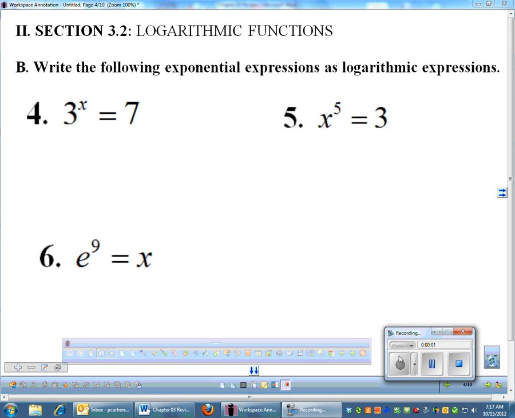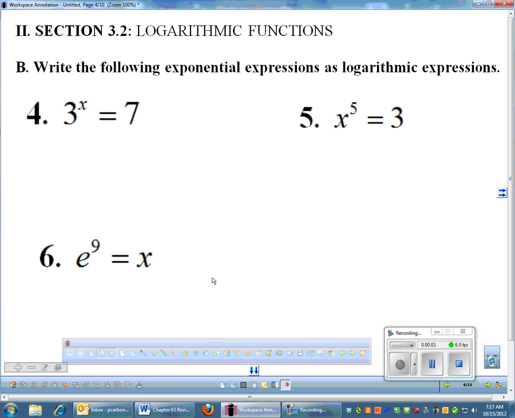Okay, here's section 2. These first few problems are going to be pretty straightforward. We're simply taking these exponential functions and writing them as logarithmic expressions.